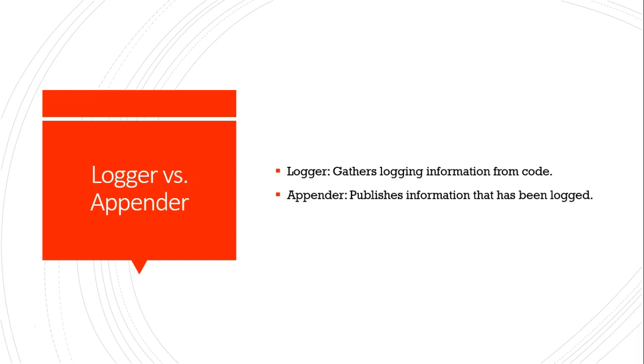First of all, let me describe the difference between a logger and an appender. A logger is something that gathers logging information from our code. We'll typically start with something called a root logger, which is like the default logger where all of our logging comments go. Think of this just like a holding area. Now on top of that we have an appender. An appender actually takes this logging information from the holding area, and publishes it out somewhere that we specify.